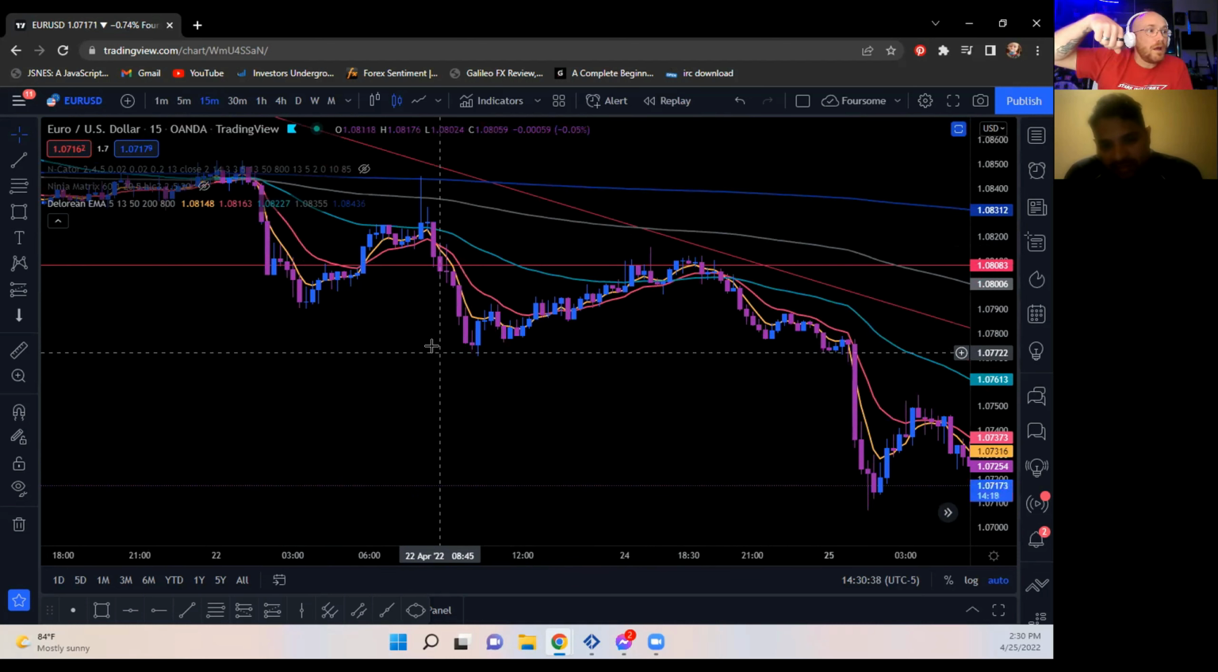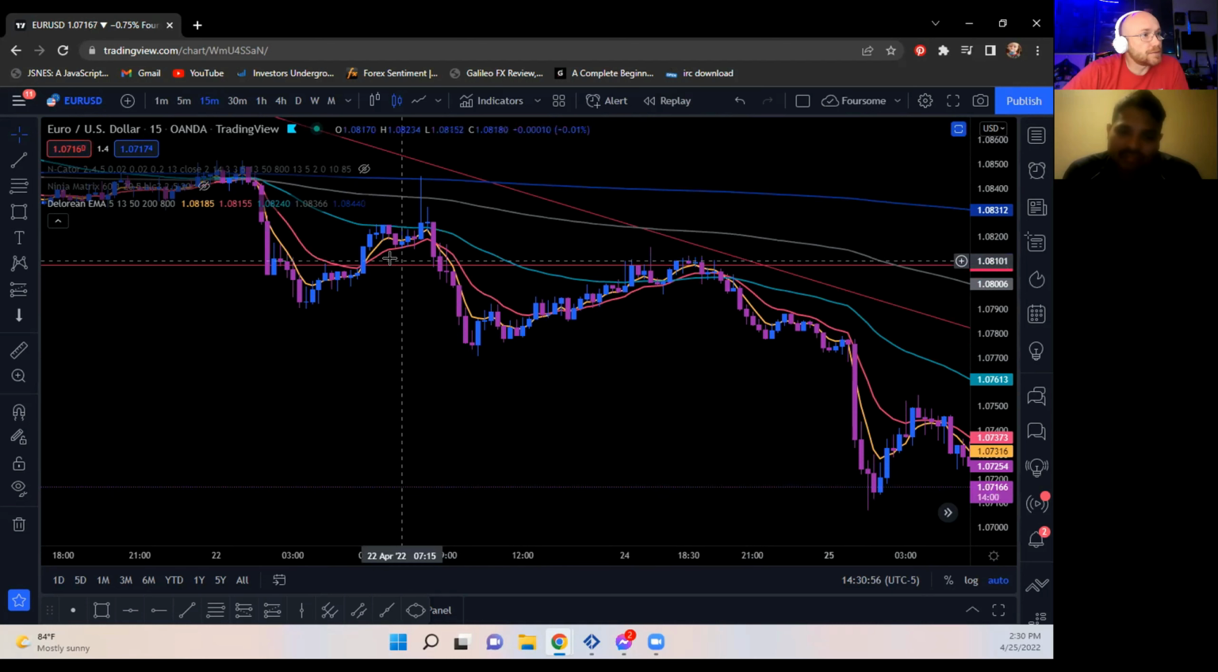For the DeLorean EMAs to have power, they have to be vertical. When they go horizontal, there's no power in the market. Let that be your volume indicator for now. So if the DeLoreans are horizontal, don't enter the trade. If the DeLoreans are vertical, that's volume you want in the trade.